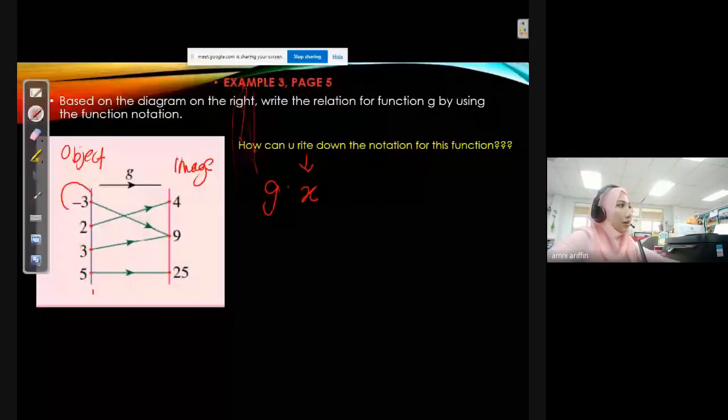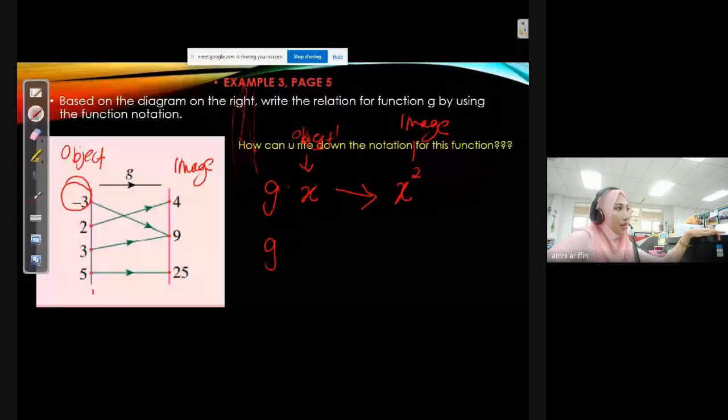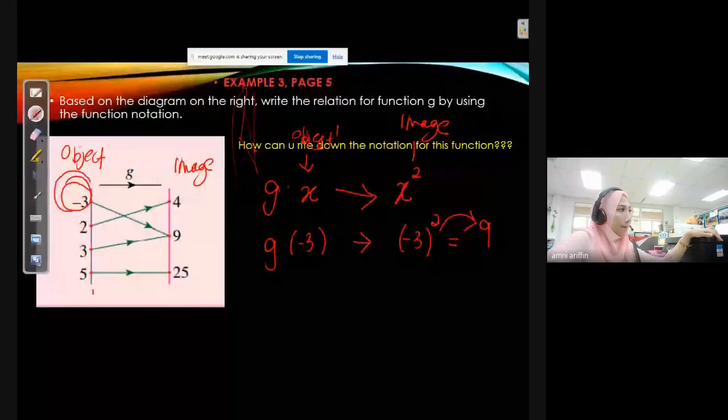Okay, ini adalah objek. So, apa yang dia akan dapat is, dia akan dapat x square. This is image. Okay, nampak tak dia punya notation ni? So, kalau kamu perhatikan ini, g(-3), negatif 3 ni, so dia akan form negative 3 square which is ini adalah 9. So nampak tak? Negative 3 and 9. Okay, boleh nampak tak? You are so smart.